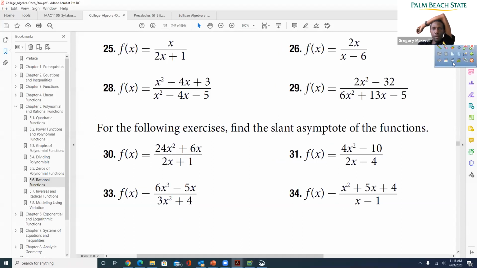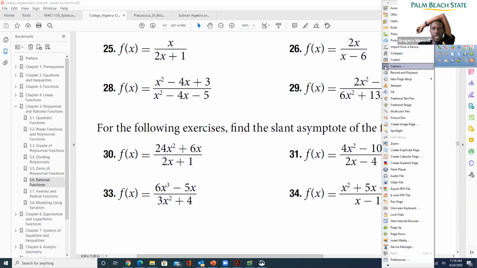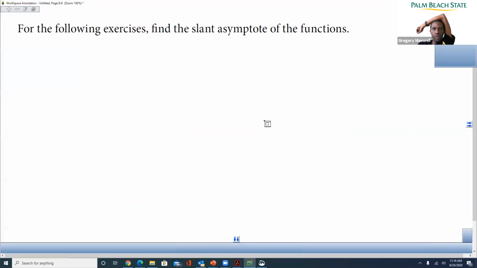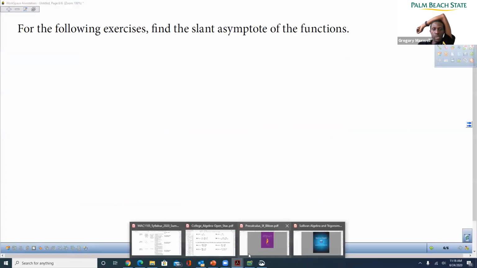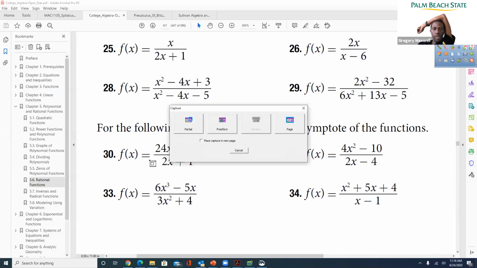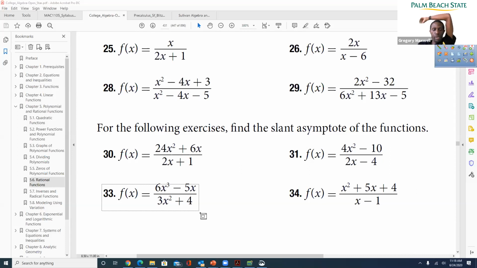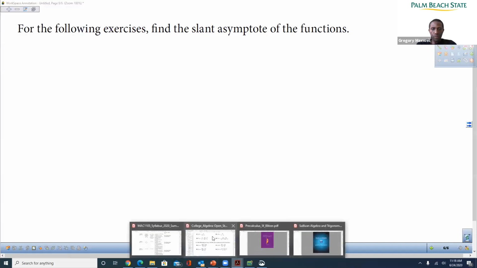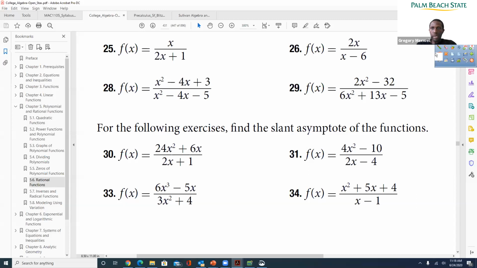So for number 33, the question says, find the slant asymptote, which is called the oblique asymptote, for the following function. So let me just save that now. And those of you who need to leave, you can leave. As I said, I'm going to have this as part of the recording. The recording may be a little bit delayed because I have to fix an issue that came up when I was switching over.